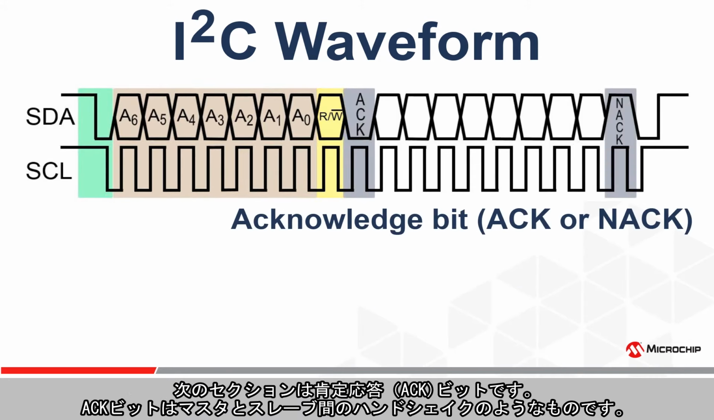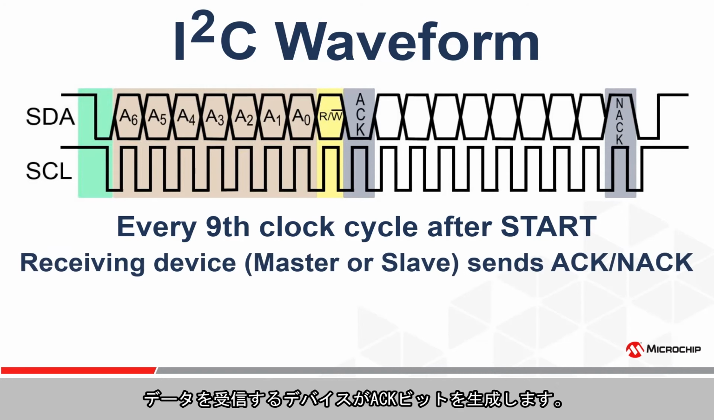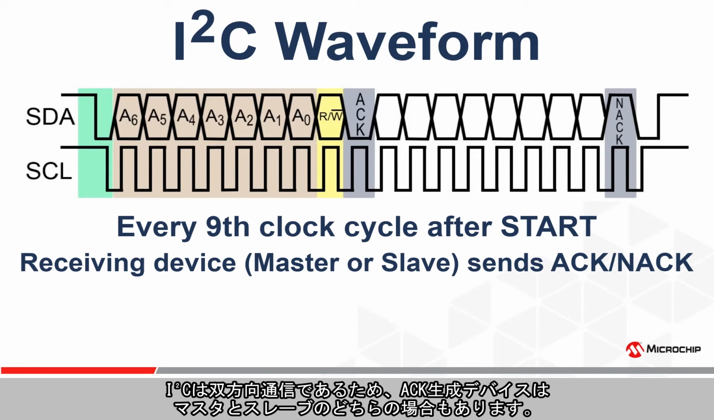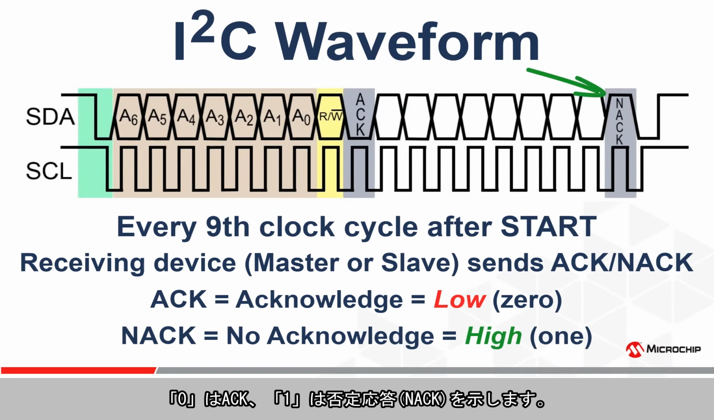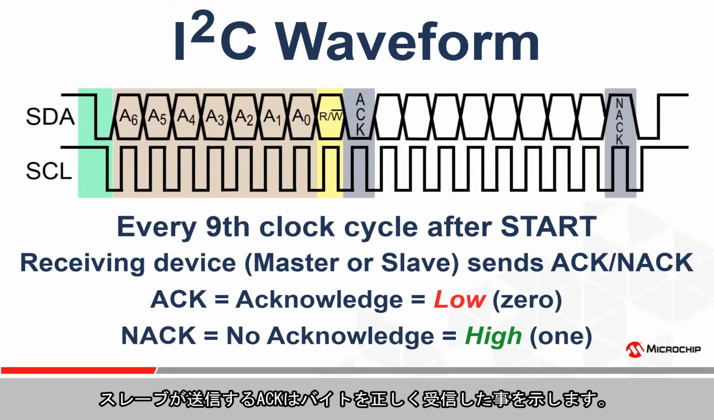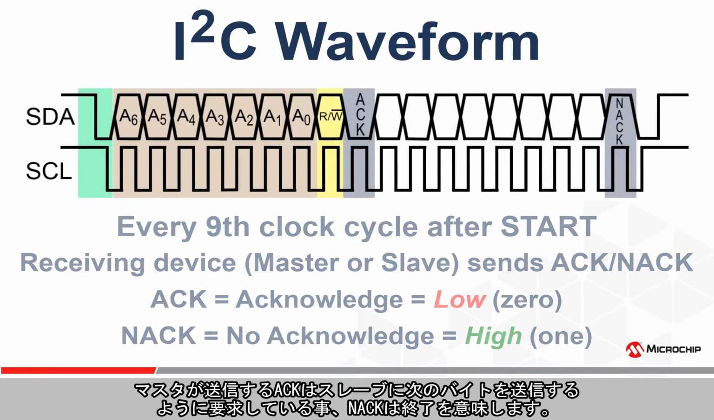The next section is the acknowledge bits, and we can think of the acknowledge bit like a handshake between the master and the slave. They occur on every 9th clock cycle, regardless of where we're at in the I2C protocol. The device receiving the data is responsible for generating this acknowledge bit, and since I2C is bidirectional, this can either be the master or the slave. A 0 means the receiving device acknowledges, or ACKs, and a 1 indicates the receiving device did not acknowledge, or NACKs. Coming from the slave, an ACK indicates the byte was received correctly. Coming from the master, an ACK requests that the slave transmit the next byte in the operation, while a NACK signals the end of the operation.